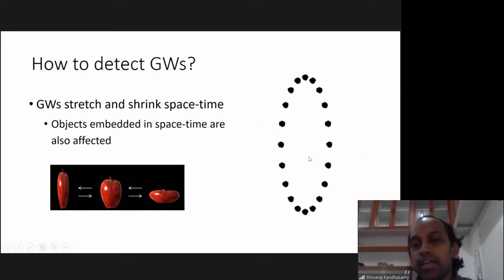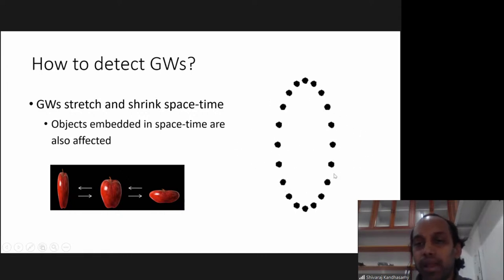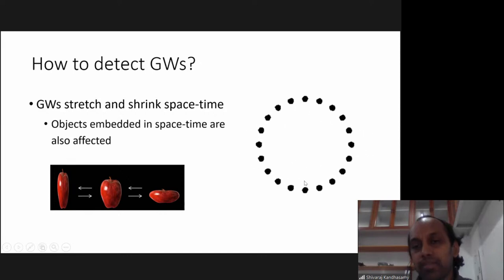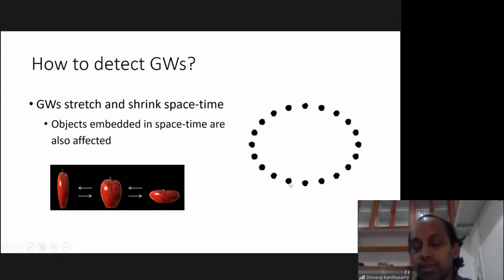And on the right side, you have a ring of particles, and a gravitational wave is passing through the plane of this ring. As the gravitational wave passes through, you can see that in one direction it is stretched and in the other direction it is squeezed, and this process continues alternately.